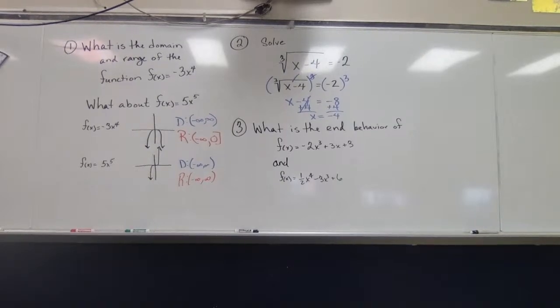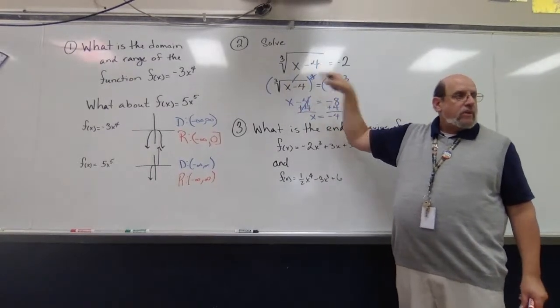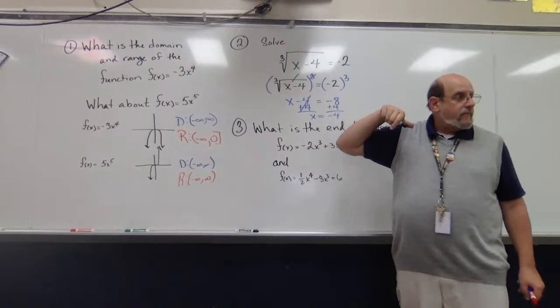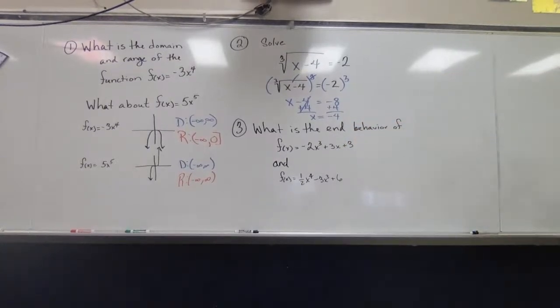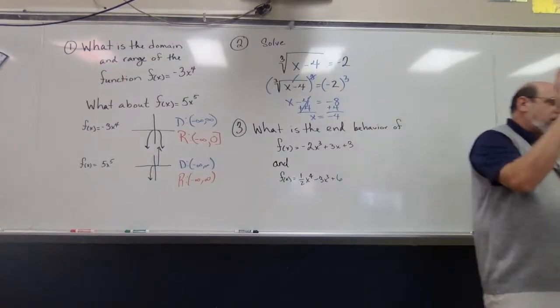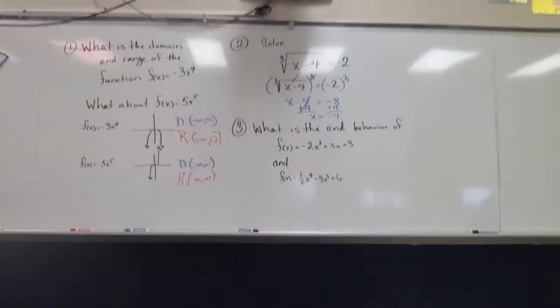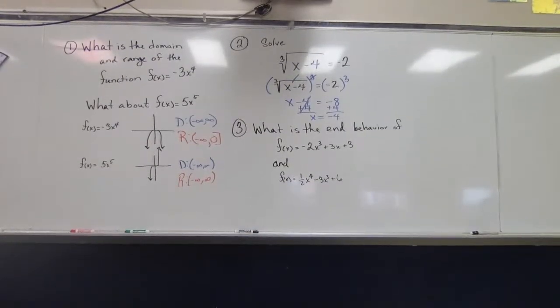Question. You didn't cube the x minus 4? Because it has a cube root around it, to undo it, I cube it. It's the opposite. You're doing the opposite to get rid of it. And if I cube one side, I have to cube the other side. And there's no cube root around this, so it just gets cubed.